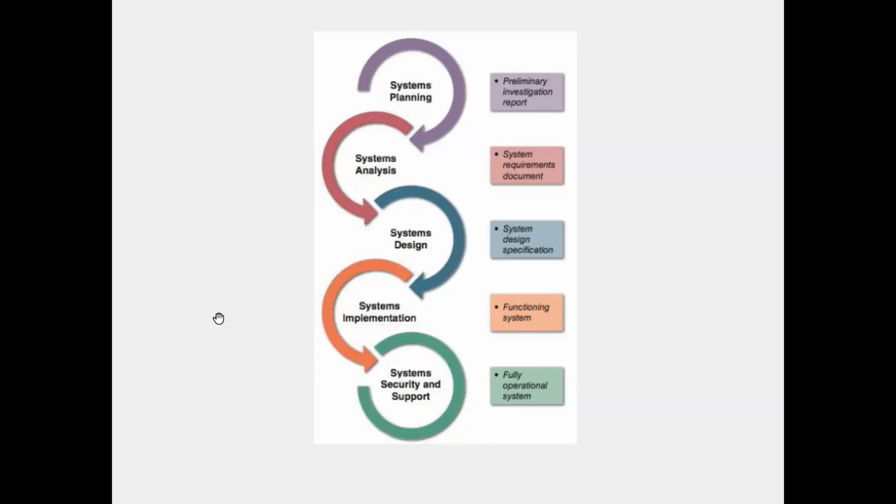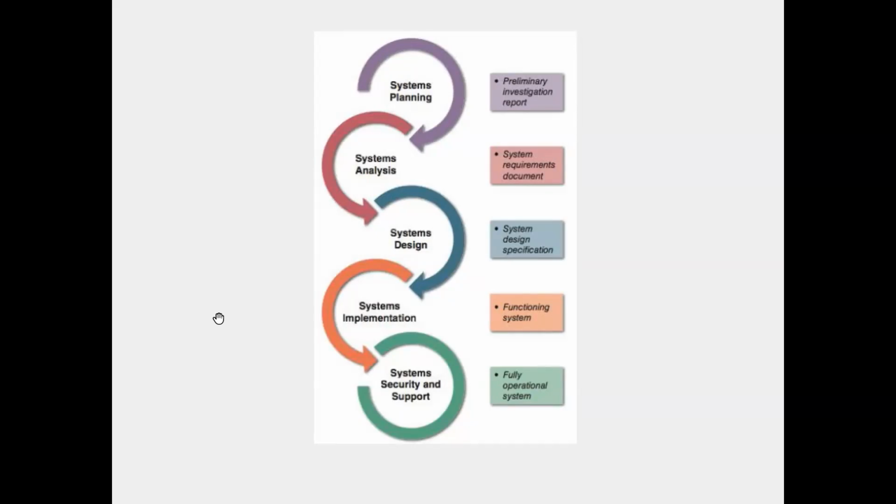Now, if we briefly look at the figure, it shows you all the 5 stages on one side, and on the other side, the outcome. For example, if I take the first one, we have systems planning, and the outcome of the system planning is the preliminary investigation report. It's like the initial planning of your information system. And then you have the systems analysis part, which is the focus of this module, and its outcome is the system requirements document.